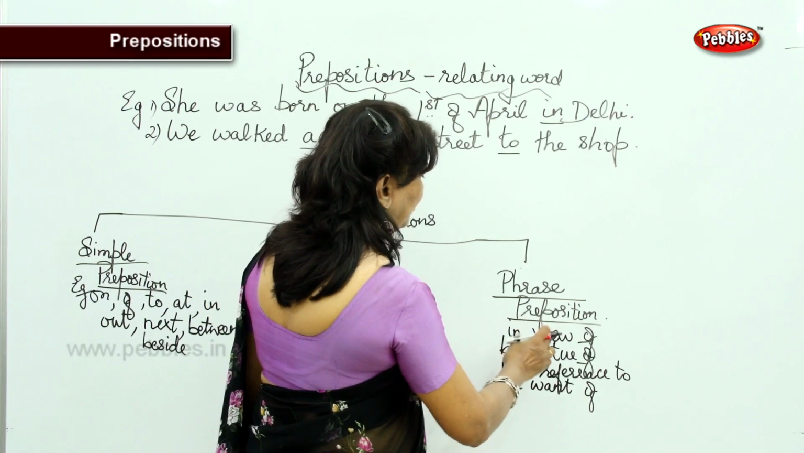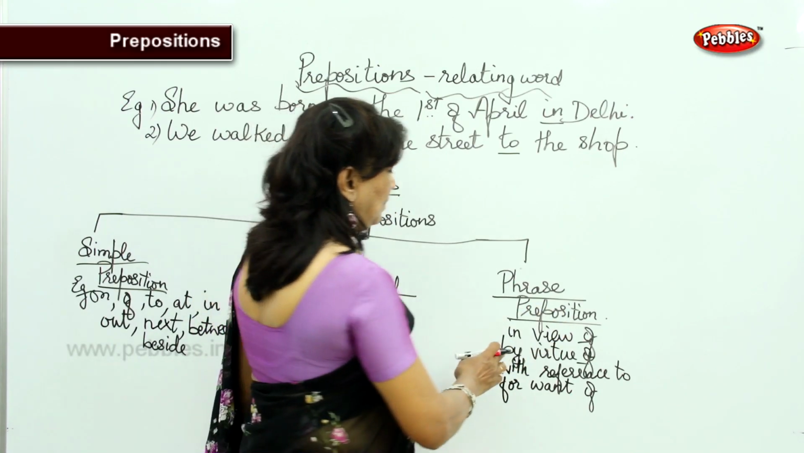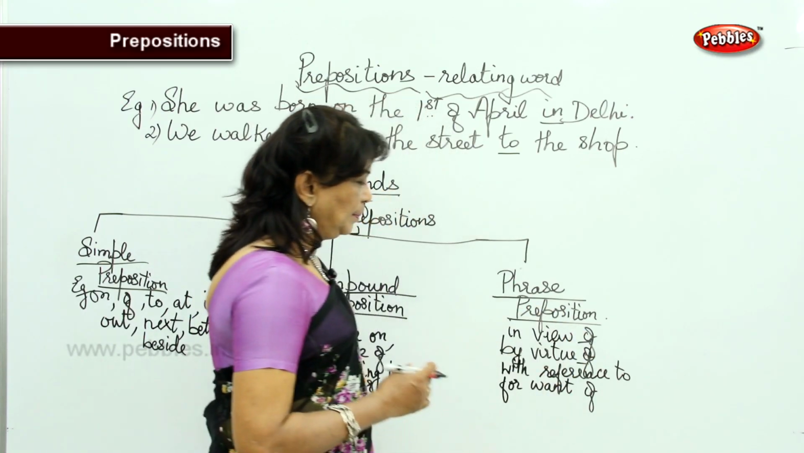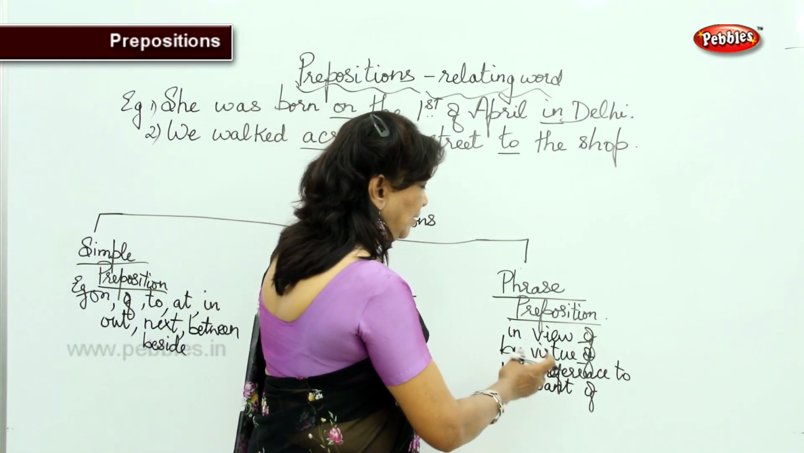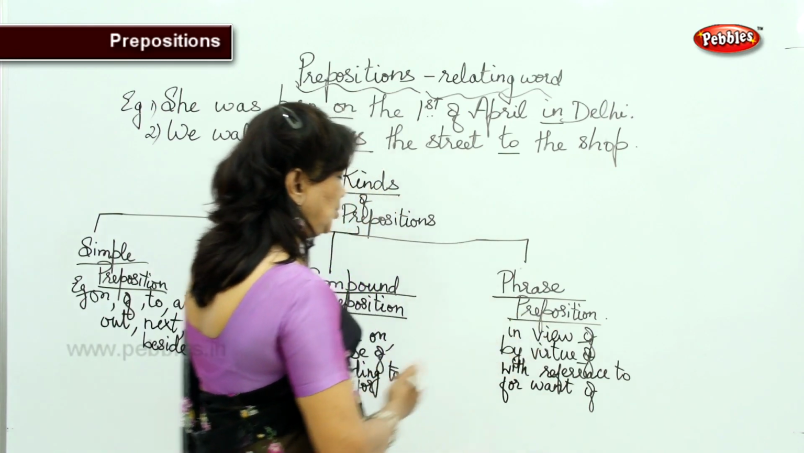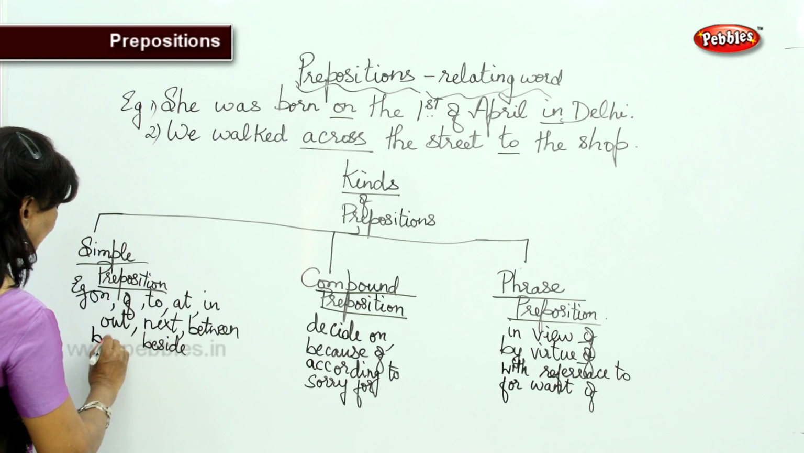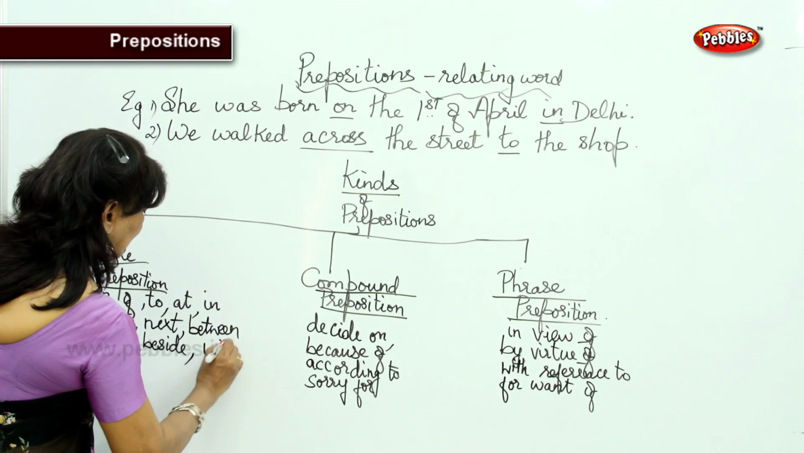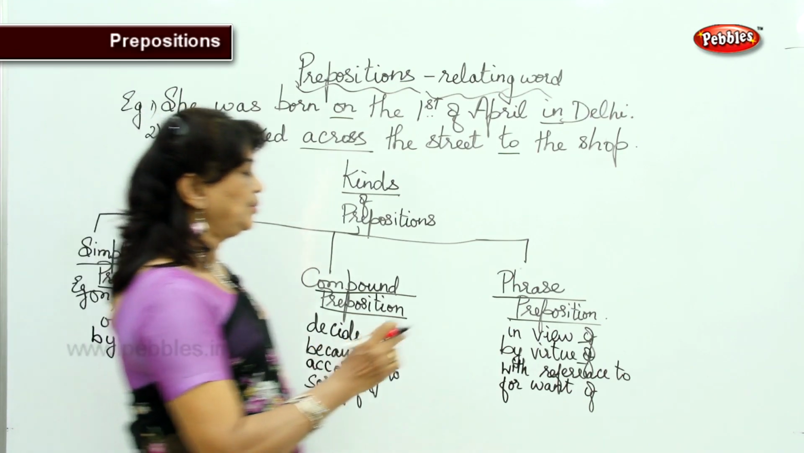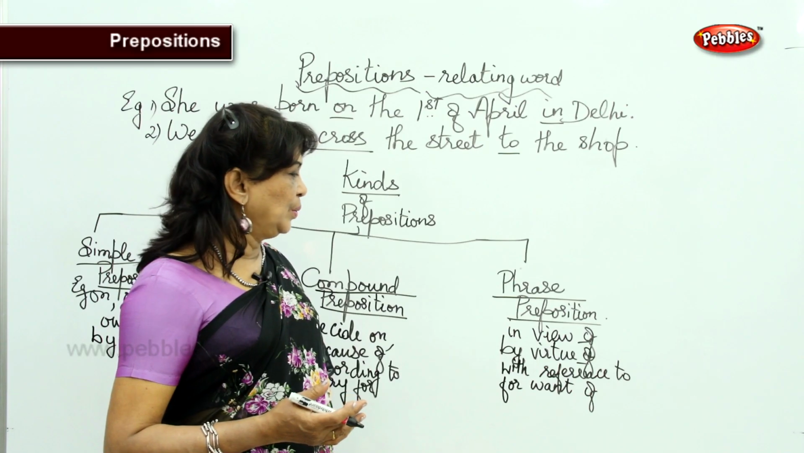See, in view of, in and of are prepositions. By virtue of, by and of are prepositions. With reference to, with is a preposition, to is also a preposition. Here we can add by and with. All these are simple prepositions. So, you have two simple prepositions along with a word.